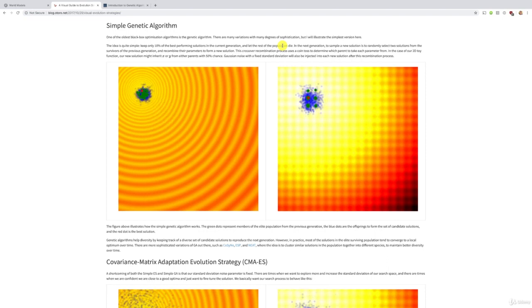And first, let's get the right words. You have the parent population, which are the blue dots, and then you have what you call the offspring, which are the green dots, the survivors inheriting from the parents. And so in the next generation of the offspring, you're going to sample a new solution by randomly selecting two solutions from the survivors of the previous generation, the 10% of the best performing solutions, and recombine their parameters to form a new solution.